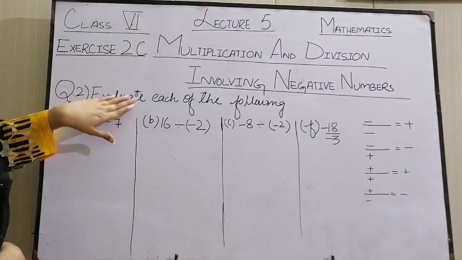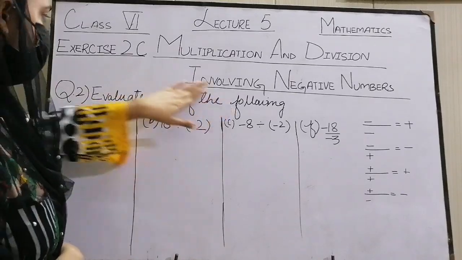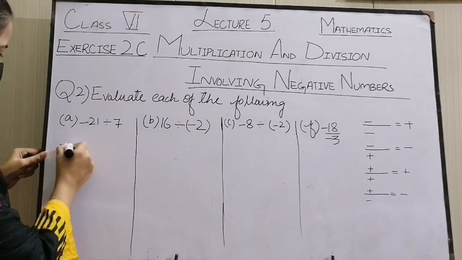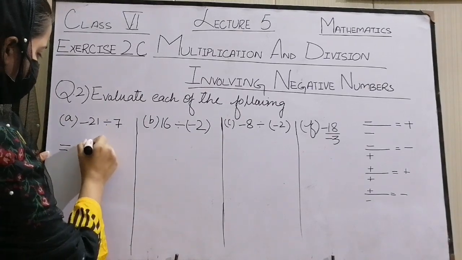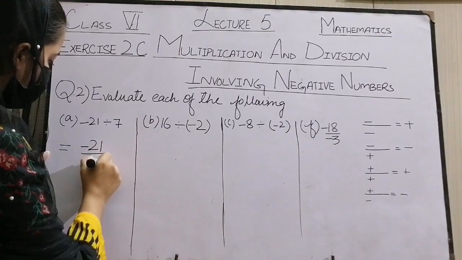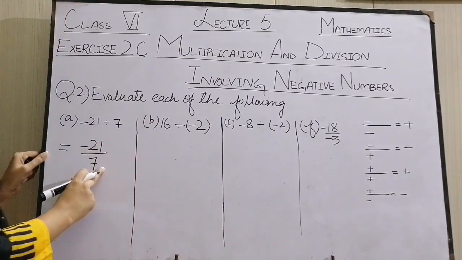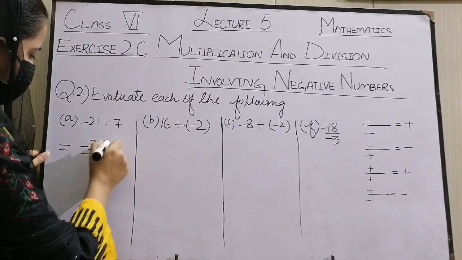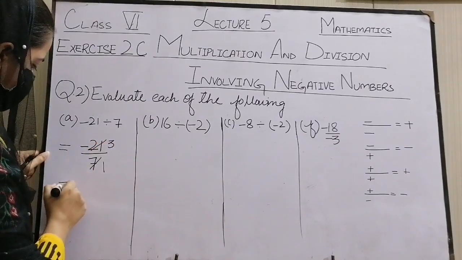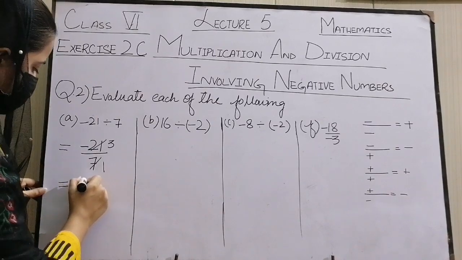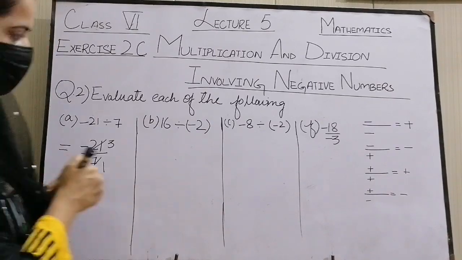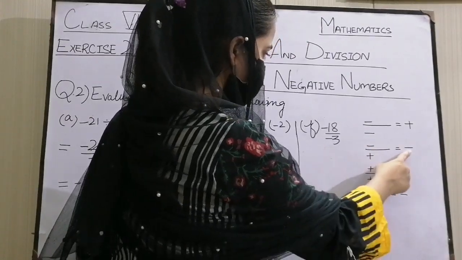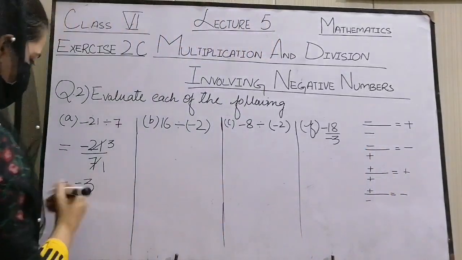Question number 2 is evaluate each of the following. Evaluate means we have to find out the value of these questions. Minus 21 divided by 7, we can also write it as minus 21 over 7. Do the cancellation. 7 ones are 7. 7 3s are 21. It becomes minus 3. You can see whenever we divide negative number with a positive number, we get minus with the answer.